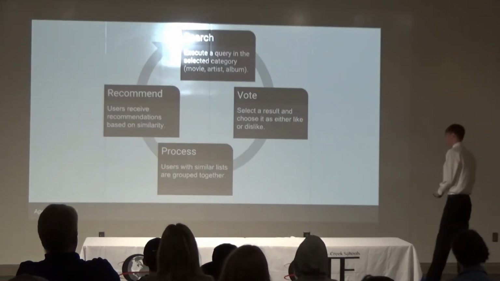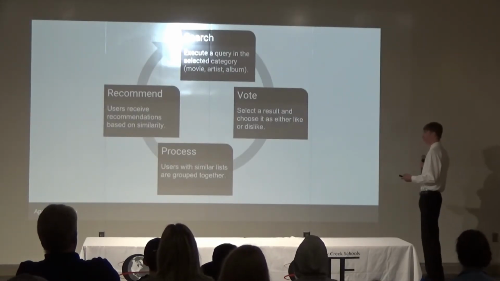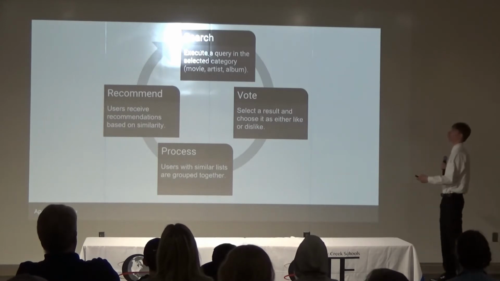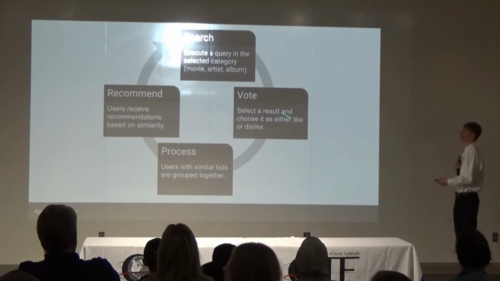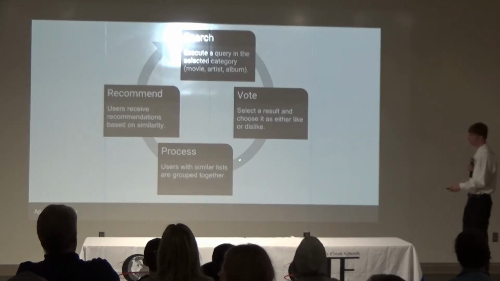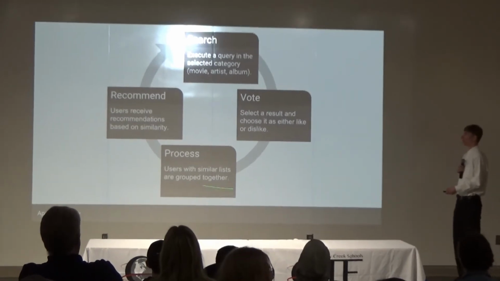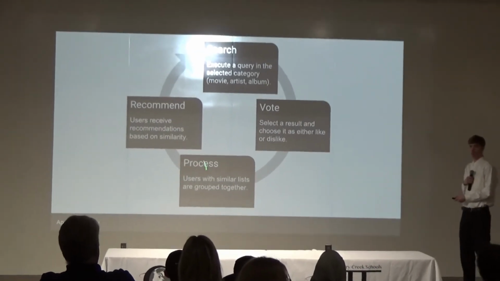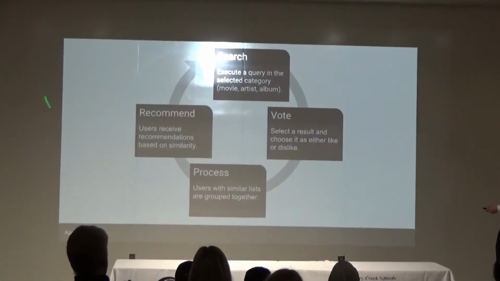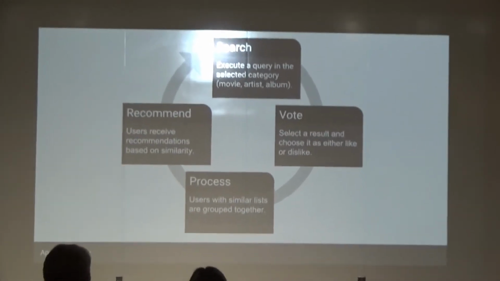Now this is just the diagram of what the app looks like. So the user searches for something in the category that they want. Next, they will vote on it as either like or dislike. From there, the system can group similar users based on the list together. And then from those similar users, they can be recommended items.